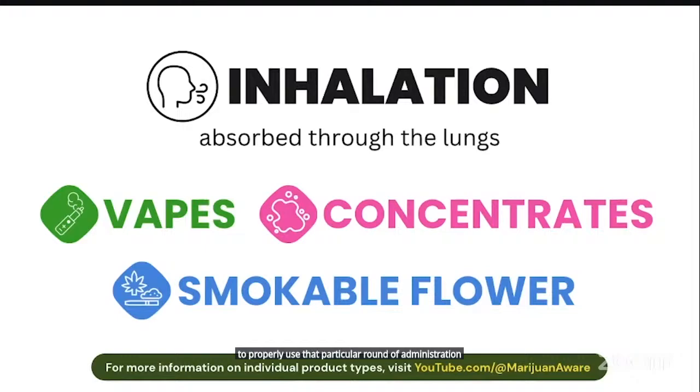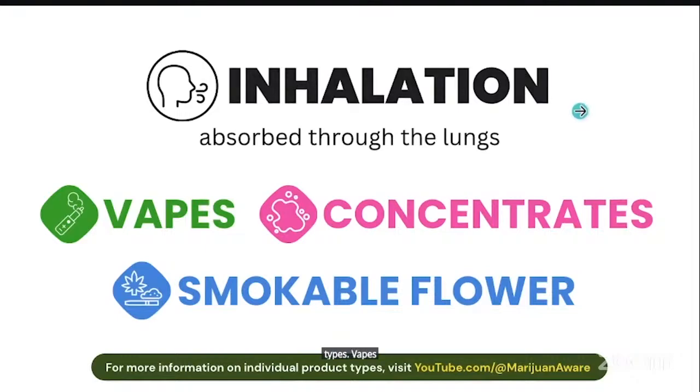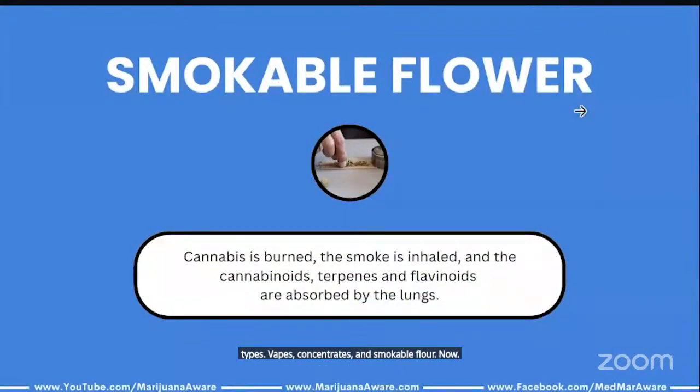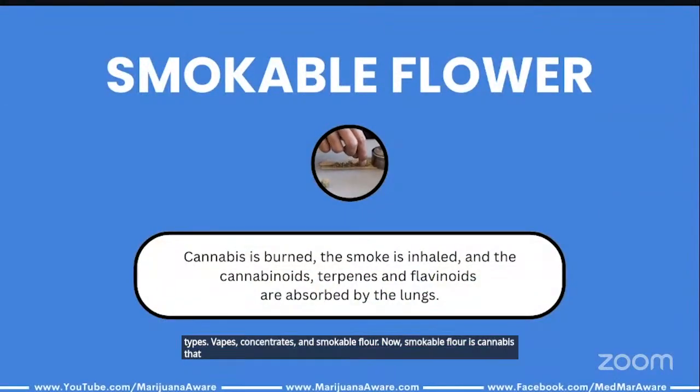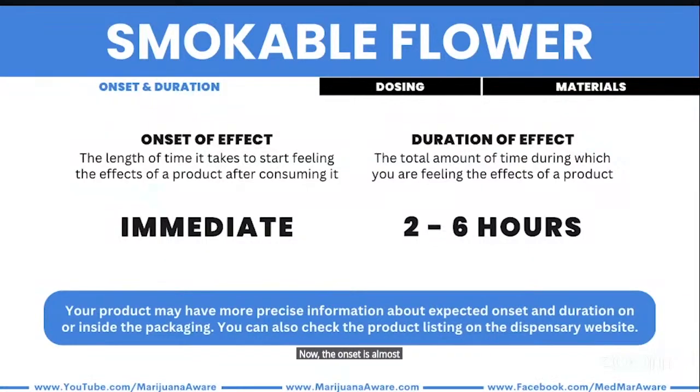Inhalation is broken down into 3 different types: vapes, concentrates, and smokable flower. Now, smokable flower is cannabis that's burned, and then the smoke is inhaled. The cannabis terpenes, cannabinoids, and flavonoids are then absorbed into the lungs. Now, the onset is almost immediate, and the duration is usually between 2 to 6 hours.